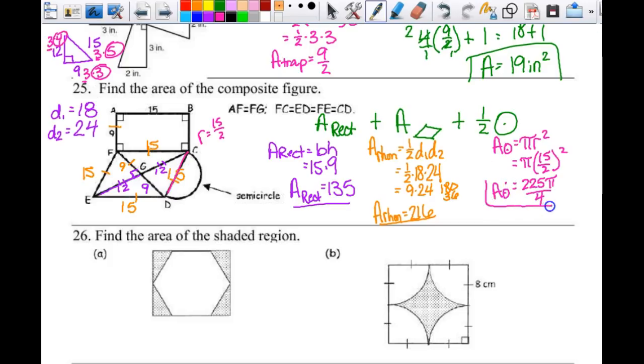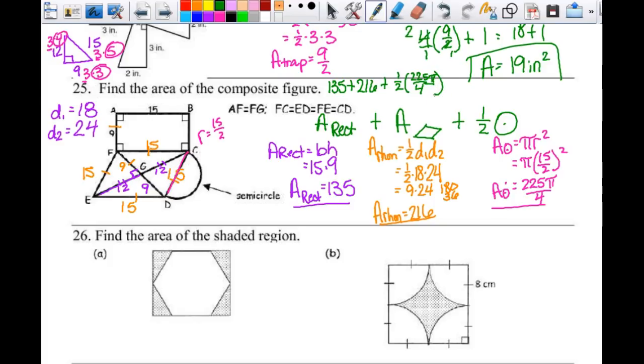And that's not my final answer, sorry. I sort of ran out of room to do the whole final answer, but I'll do that up there. So to put all that together, I'm supposed to do rectangle plus rhombus plus half the circle. So the rectangle is 135 plus the rhombus, which is 216, plus half of the area of the circle, which is 225 pi over 4.